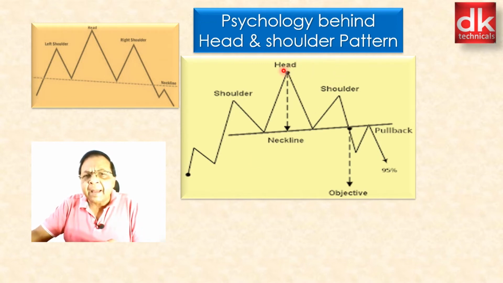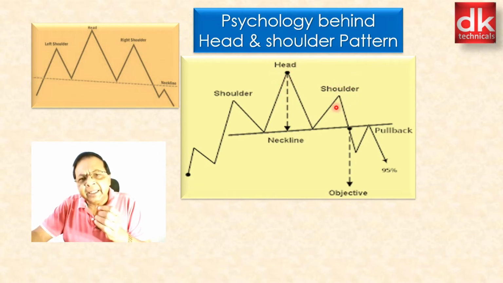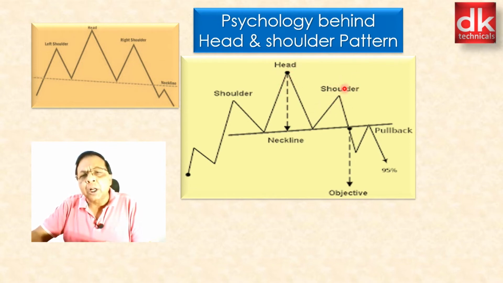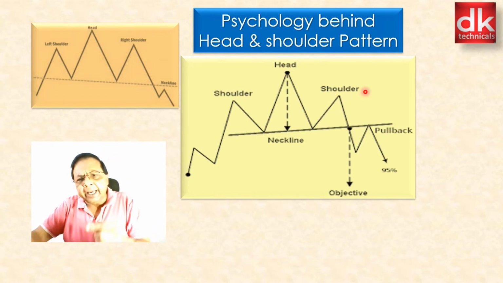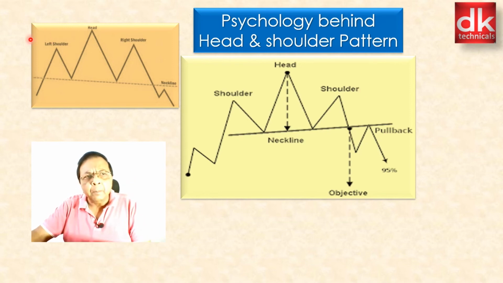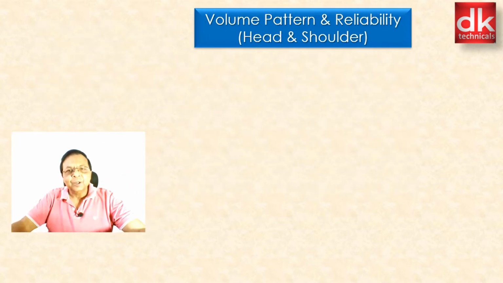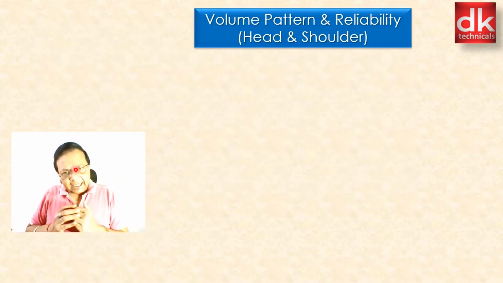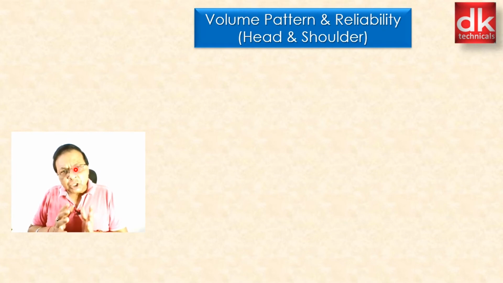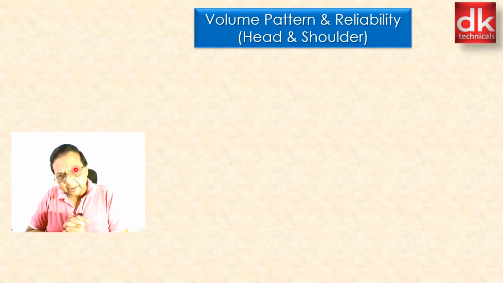So what has happened? The first indication was when the market failed to make a new high, at this point where the right shoulder got formed. It was the first indication of the weakness in the market and dominance of sellers over buyers. So friends, now let us understand the possible volume patterns when head and shoulder is under formation.